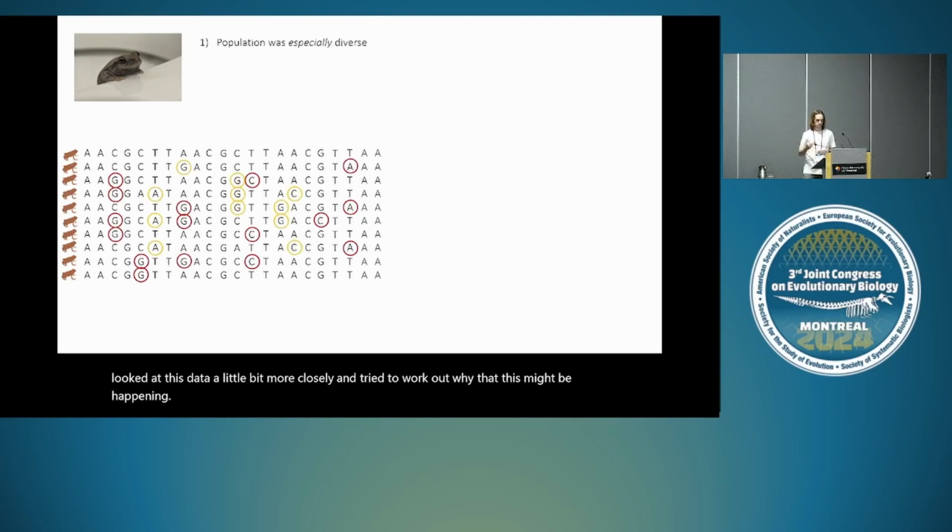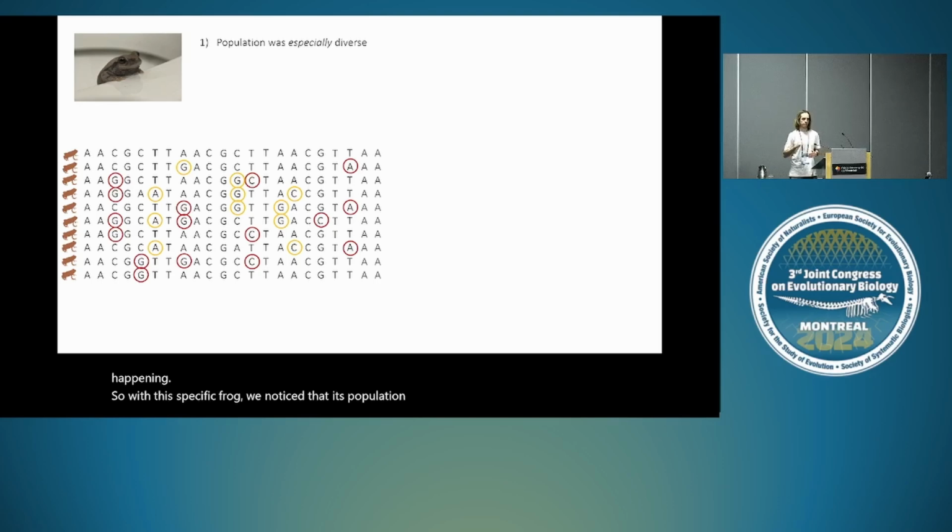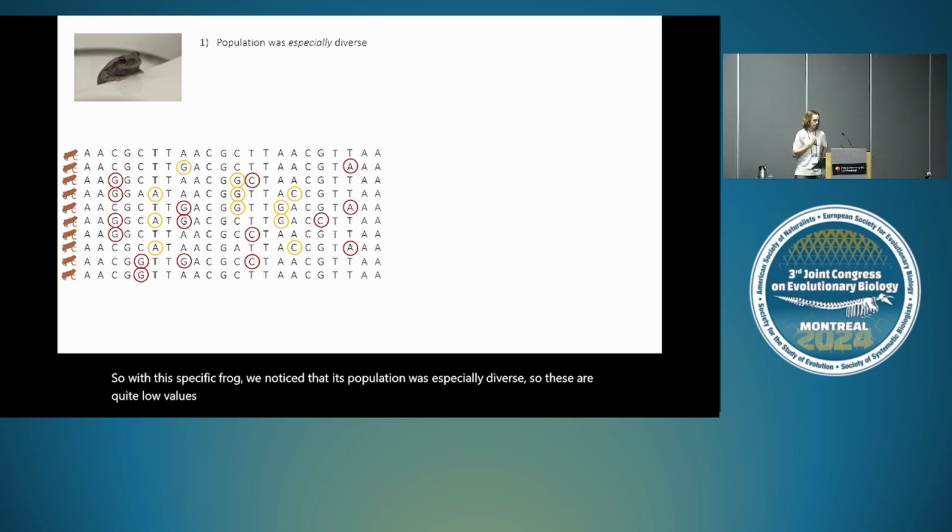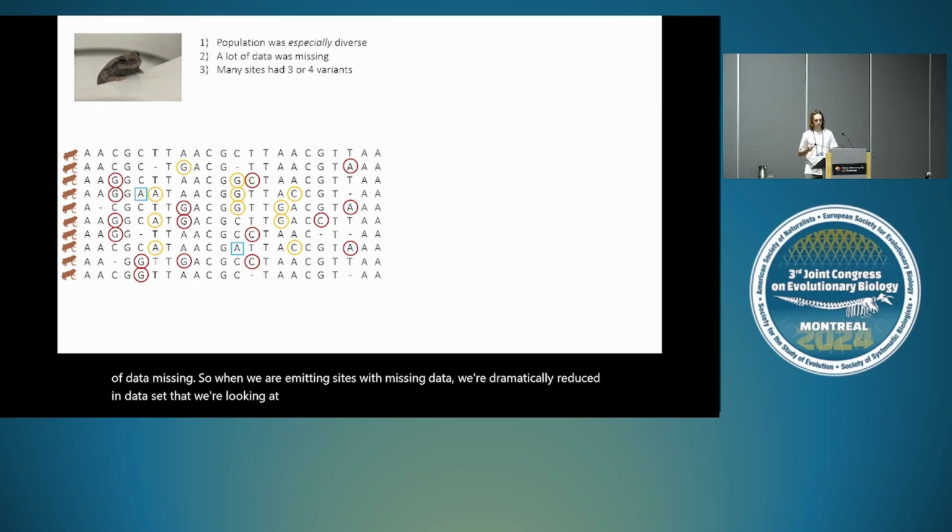With this specific frog, we noticed that its population was especially diverse. These are quite low values compared to SNP-based heterozygosity, but for an autosomal measure of heterozygosity, these values were relatively high. We also noticed that there was a lot of data missing. When we omit sites with missing data, we dramatically reduce the data set that we're looking at. And we also noticed that there were a lot of sites which had 3 or 4 variants.